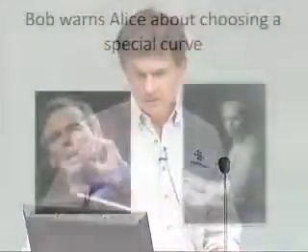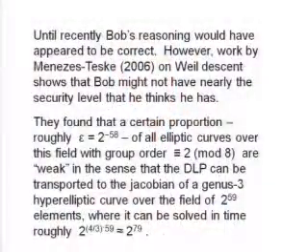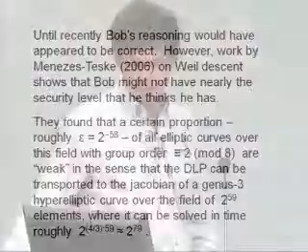Okay? So here's Bob lecturing Alice, with condescension oozing from his voice, that she was really quite foolish to choose this very special curve. Well, he'll get more security choosing a random curve, even using the field she wants to use. And until recently, Bob's reasoning would have appeared to be correct. That is, that you'd be better off from a security standpoint using random coefficients over this field.